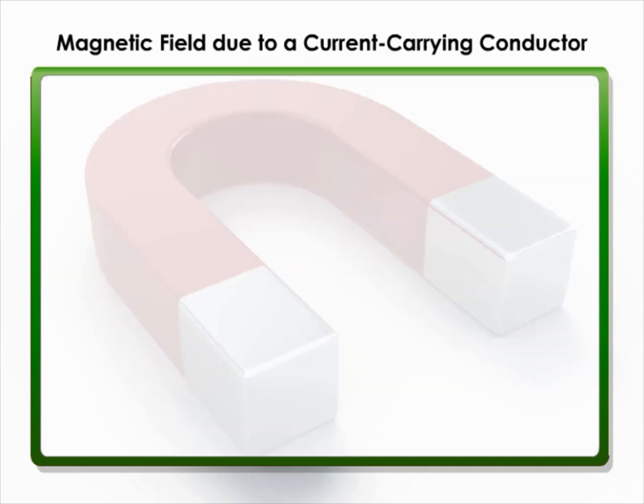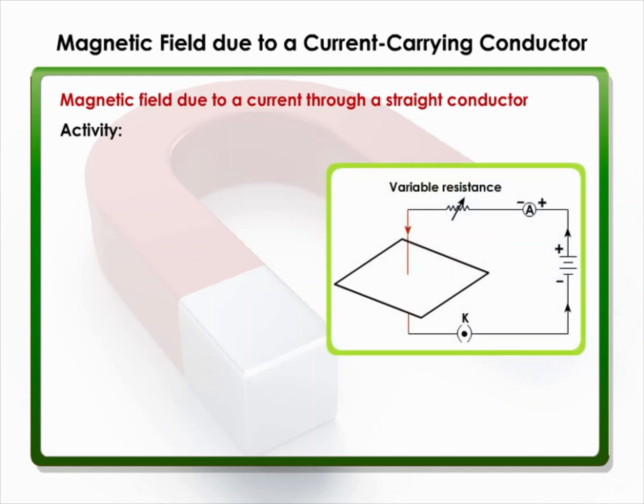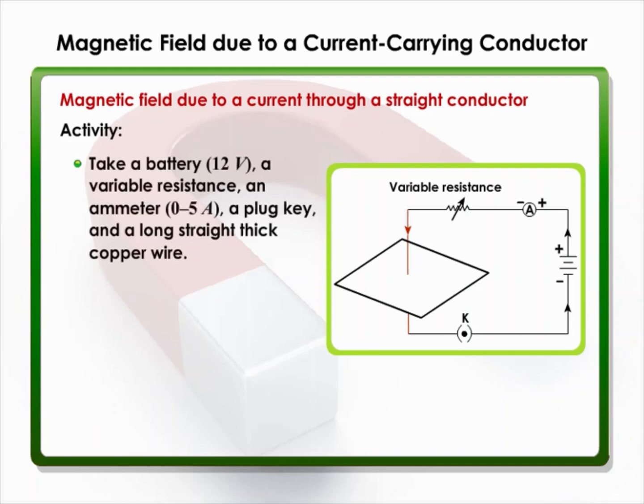Thus, the magnetic field produced by a given current in the conductor decreases as the distance from it increases. We shall first consider the pattern of the magnetic field around a straight conductor carrying current with the help of an activity. Take a 12 volt battery, a variable resistance or a rheostat, an ammeter, 0 to 5 amperes, a plug key, and a long straight thick copper wire.